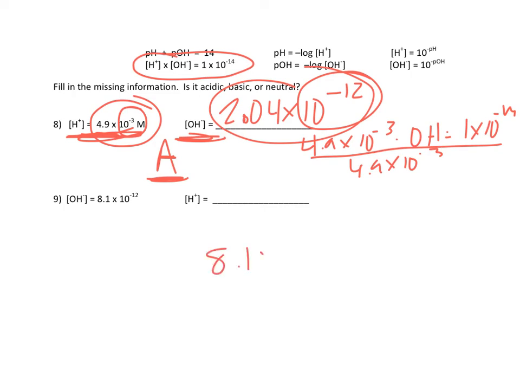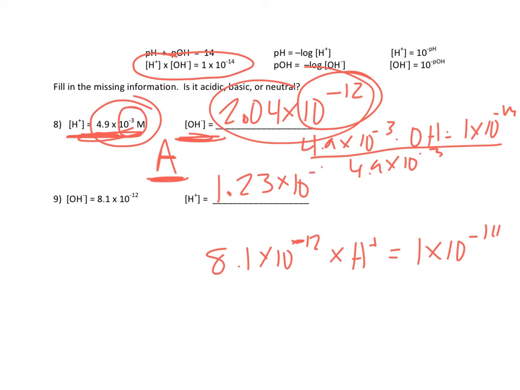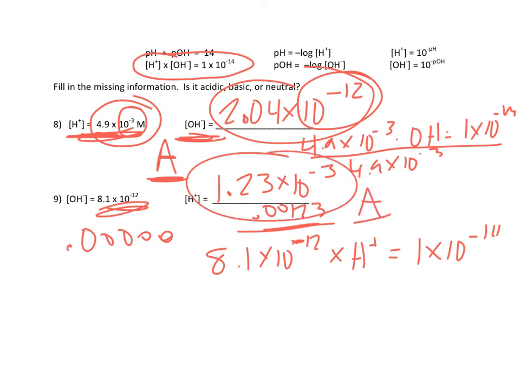All right, now solve for H+ here. So again, 8.1 times 10 to the negative 12 times H+ equals 1 times 10 to the negative 14. That's the equation, so we'll just divide. So 1 times 10 to the negative 14 divided by 8.1 times 10 to the negative 12. And I get, depending on how you write it, in scientific notation it would be 1.23 times 10 to the negative 3. Or you could write it as 0.00123. Either way, this number is much bigger than this number. This number has like 11 zeros before you get a number. It's small. So the H+ is bigger, so once again it's an acid.